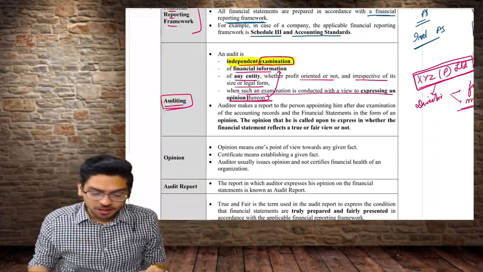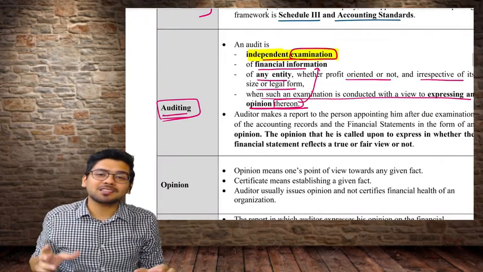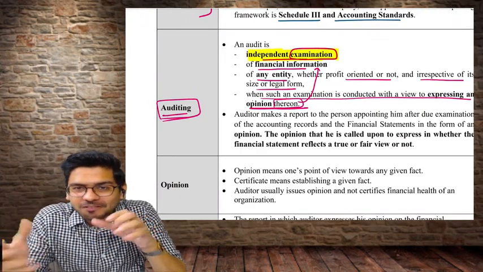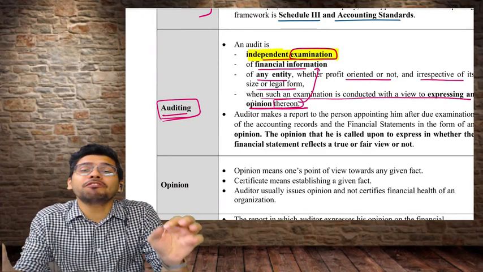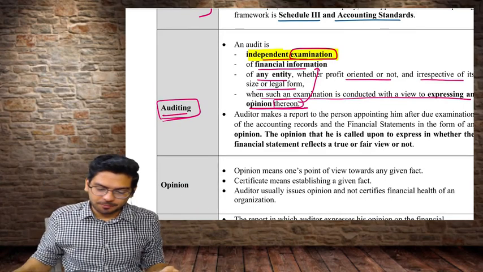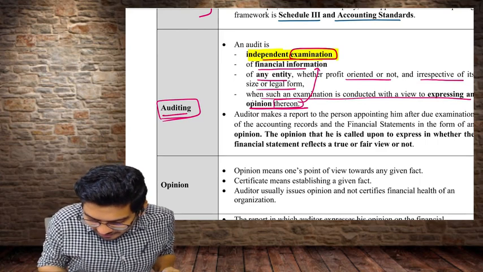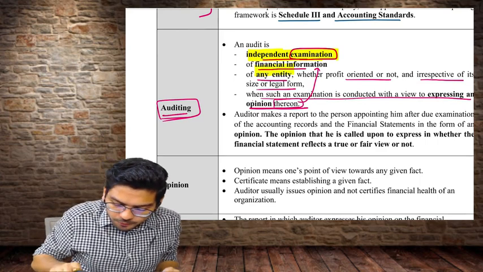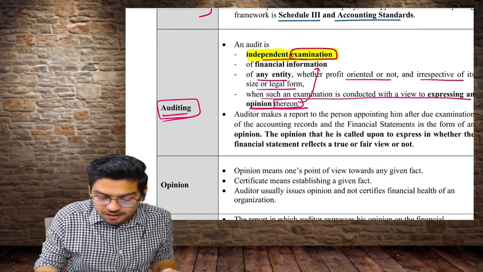Similarly here also, the audit is basically an independent examination. The auditor should not be connected with the entity. He should be free from influences. He should not be biased. So it is an independent examination. Now it says independent examination of financial information. Now what do you mean by financial information?